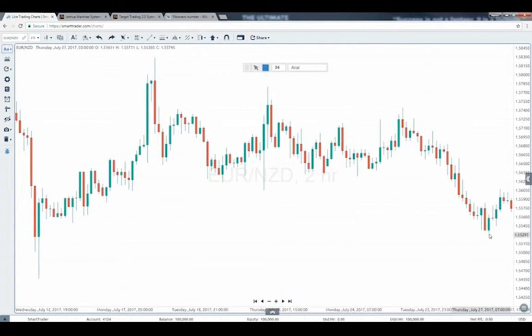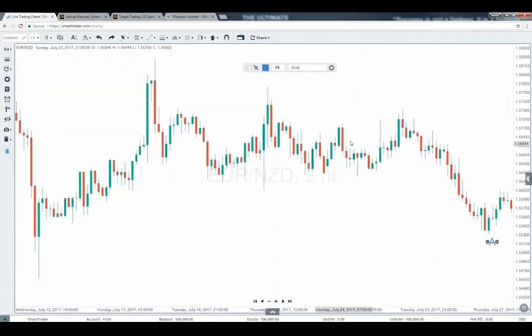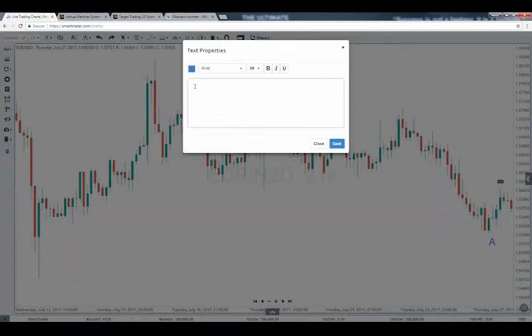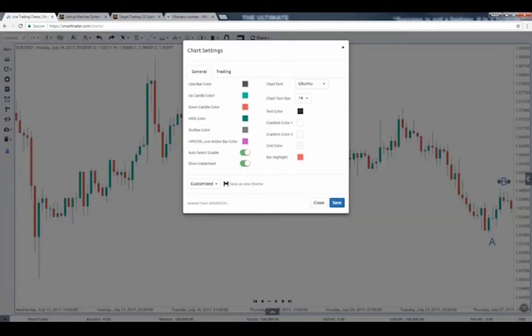I'm going to click right down here. I find my low. This is going to be my A. That's my A boundary. My B boundary is going to be right here, so I'm going to draw my B boundary right here. Now let me activate something on my charts.